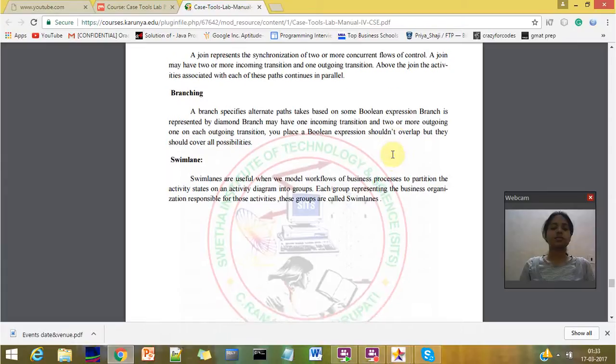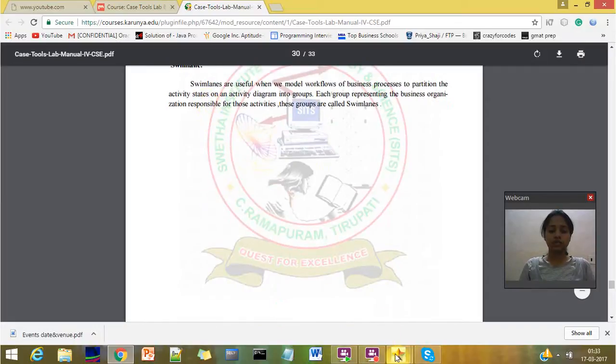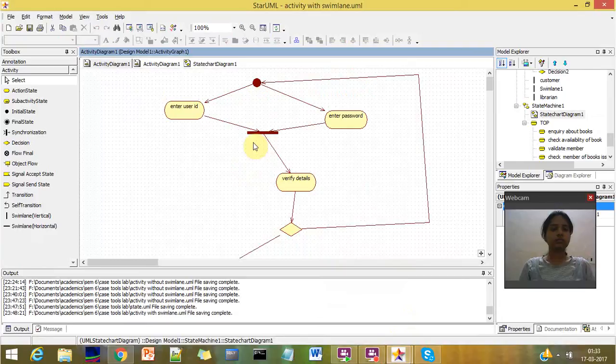In branching, it specifies alternate paths taken based on some Boolean expression. Branch is represented. Now swim lane will come later. This is my activity diagram without swim lane.